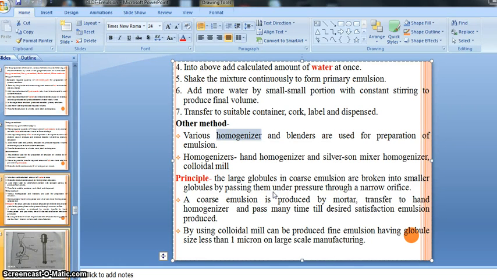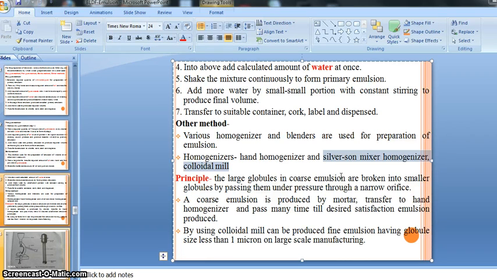By homogenizer we can make a miscible from immiscible liquids, right? So let's see the homogenizers: the hand homogenizer and the Silverson mixer homogenizer. In this method we will discuss the hand homogenizer and the Silverson mixer homogenizer, right?